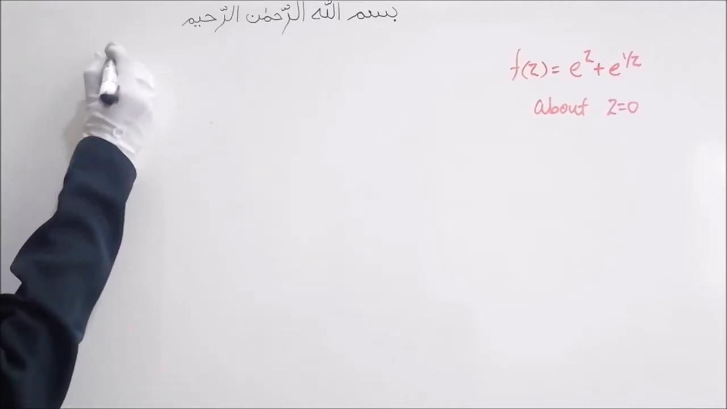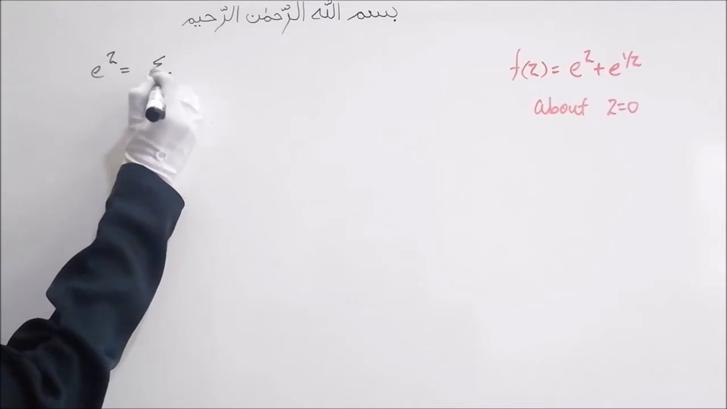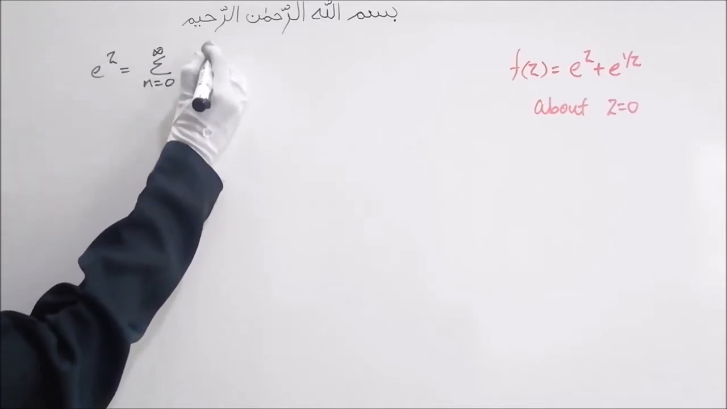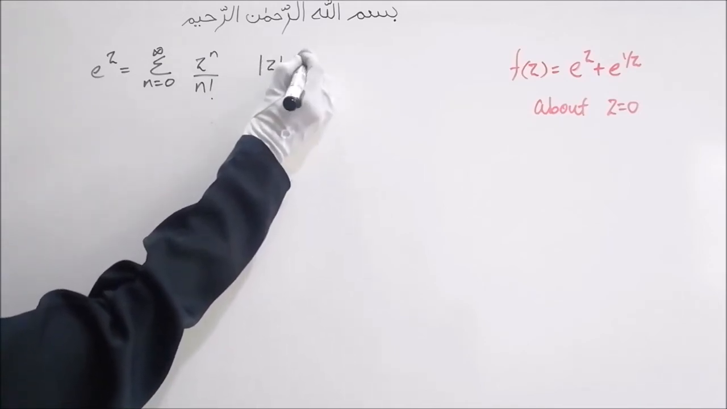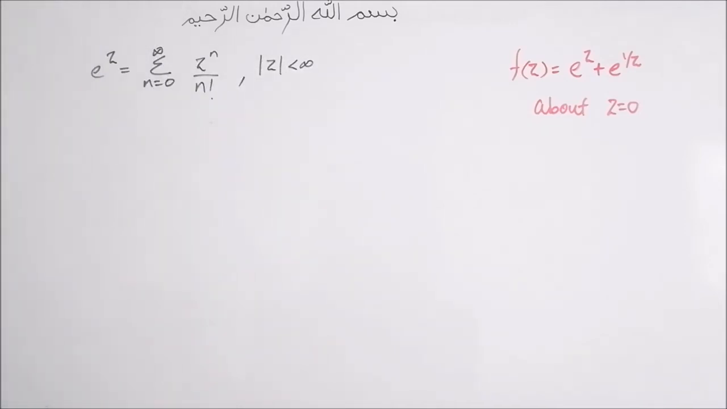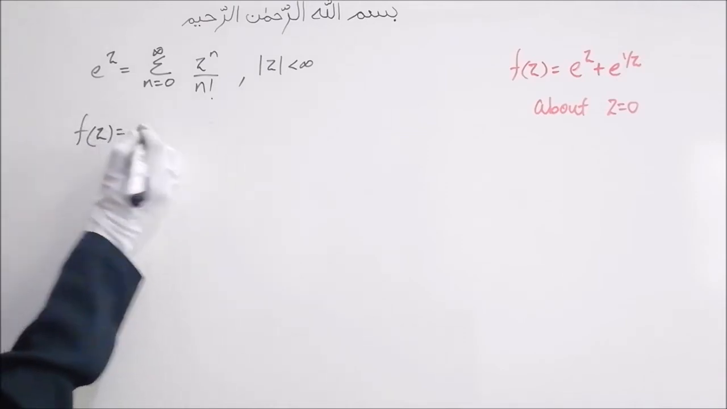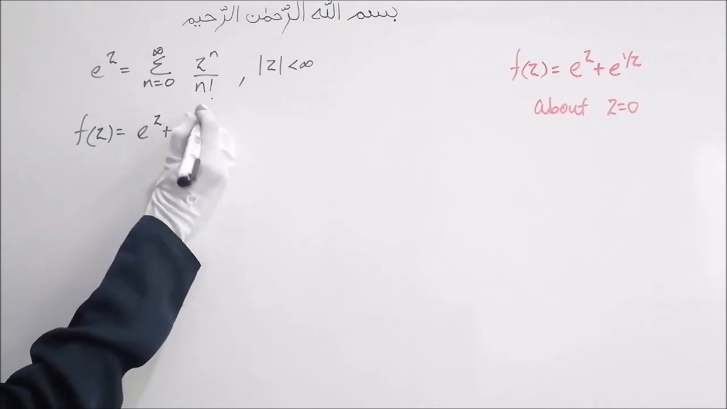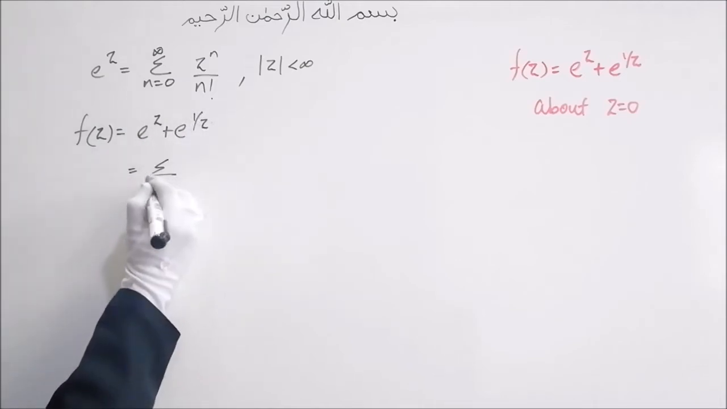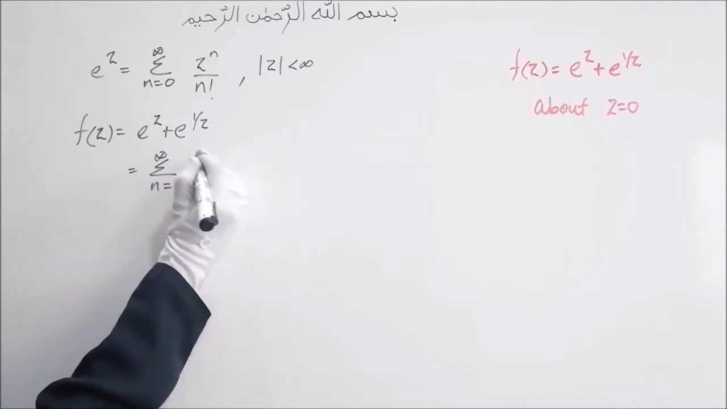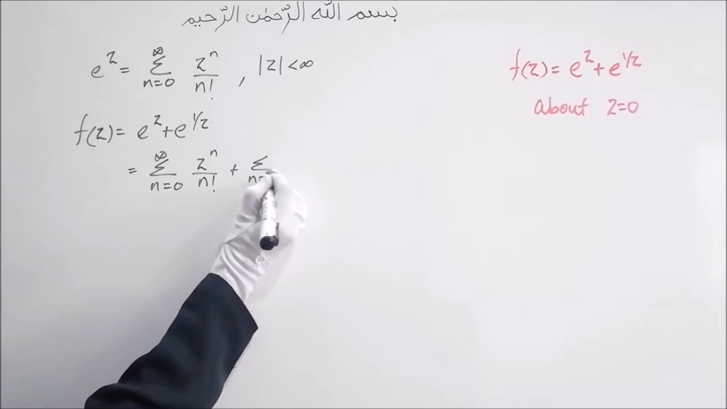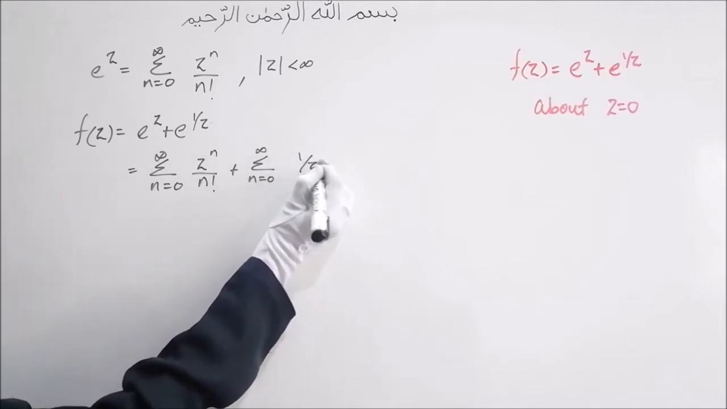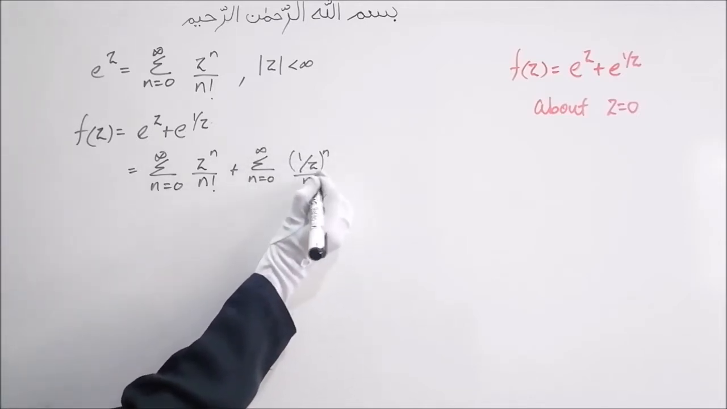Now we know e raised to z is equal to summation n equals 0 to infinity z raised to n upon n factorial for mod of z less than infinity. This is also something that we saw in the last part. Therefore f of z, which is e raised to z plus e raised to 1 by z, is nothing but summation n equals 0 to infinity z raised to n upon n factorial plus summation n equals 0 to infinity (1 by z) the whole raised to n upon n factorial.